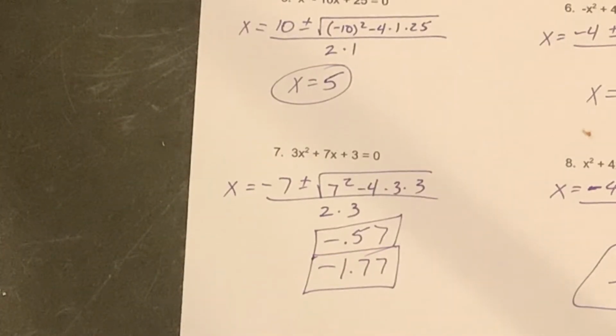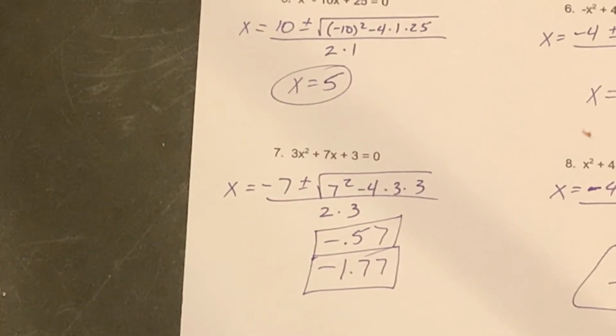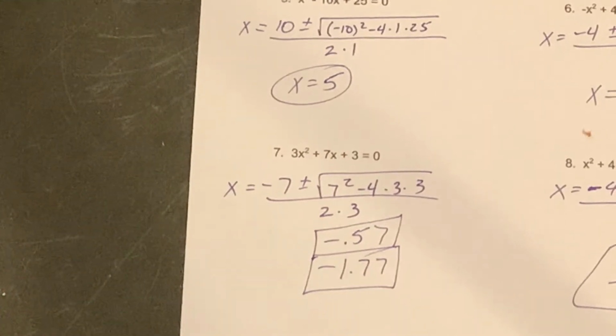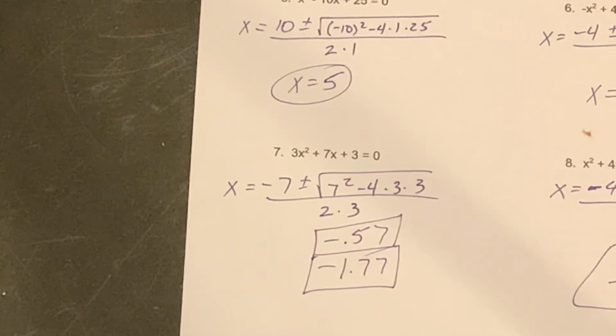7, negative 7 plus or minus the square root of 7 squared minus 4 times 3 times 3 all over 2 times 3. Again, your radical is a decimal, which is fine. Take negative 7 plus that decimal over 6 and negative 7 minus that decimal over 6, and you get negative 0.57 and negative 1.77 as your answers. Those are the two places where the curve would cross the x-axis.